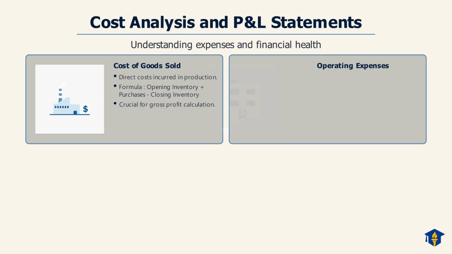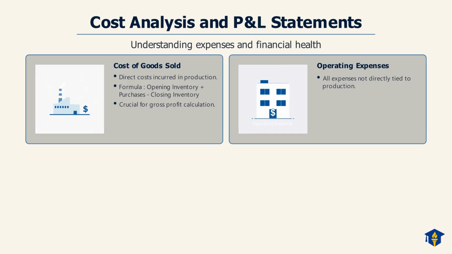Operating expenses are all costs not directly tied to production. These include costs necessary to run the business but not directly for making products. They cover the essential costs for the business's daily functioning. Common examples include rent, utility bills, and employee salaries.